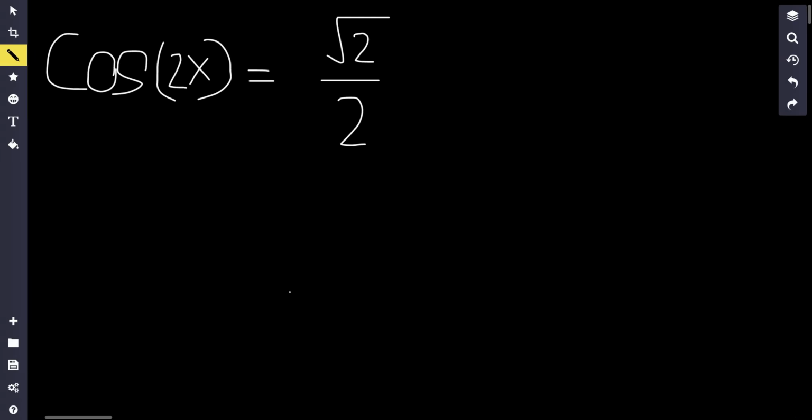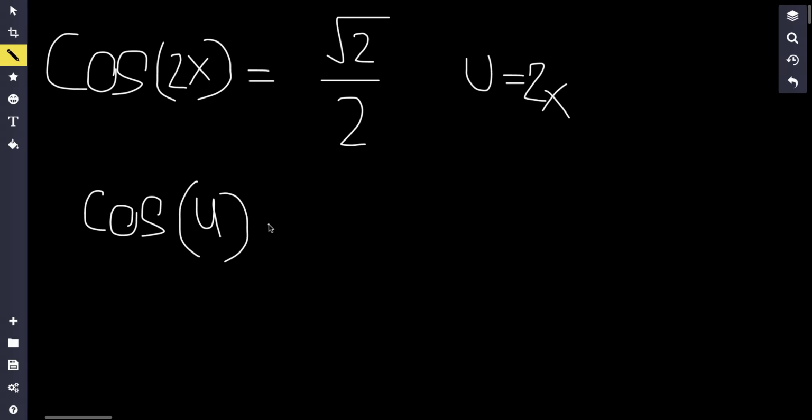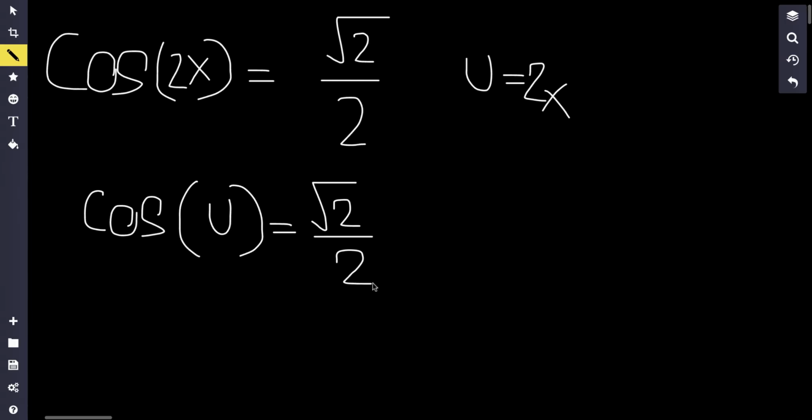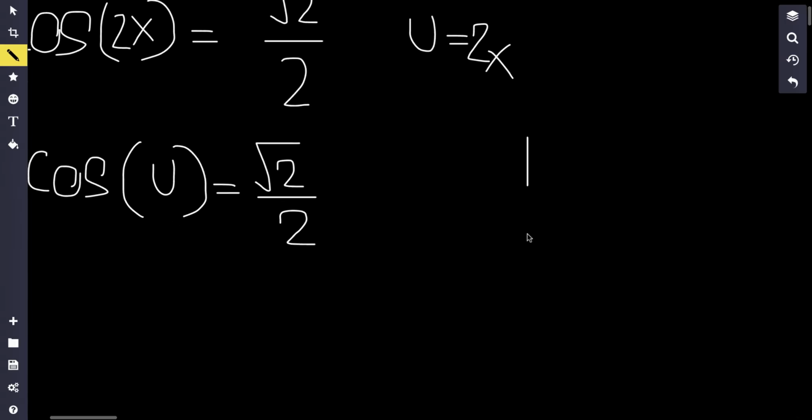What I'm going to do is a substitution. I'm going to let u be equal to 2x. So we're going to have cosine of u be equal to root 2 over 2. And now we can do this using the unit circle, right?